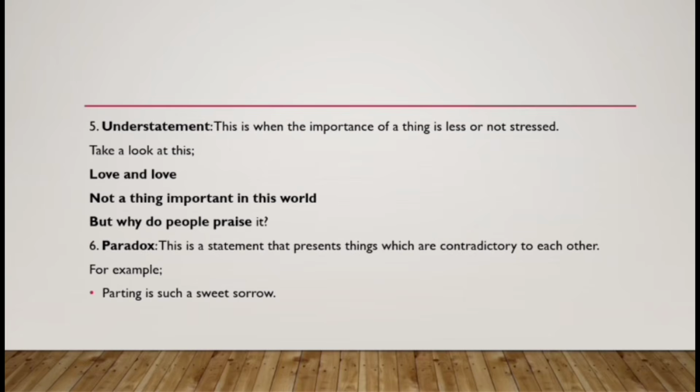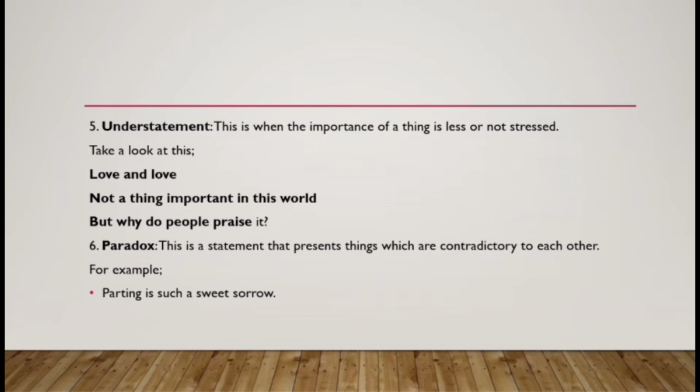Understatement. This is when the importance of a thing is less or not stressed. It is a direct opposite of hyperbole. Let us take a look at this. Love. Not a thing important in this world. But why do people praise it? Do you see the understatement there? Love is the most important thing in this world, but is being expressed as not really necessary to humans. So it means this is understatement.